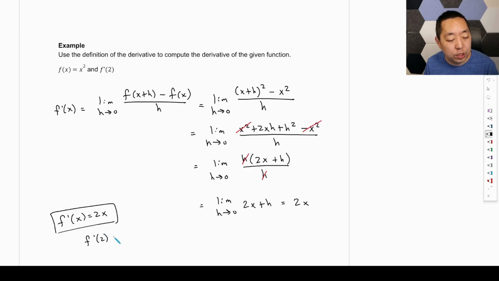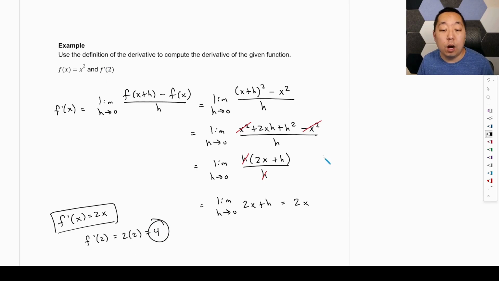F prime at 2, we're just going to plug 2 into here, right? Because the f prime is just indicating it's another function. If x is 2, it's going to be 2 times 2, which is 4. Okay, so f prime of 2 is equal to 4 here.